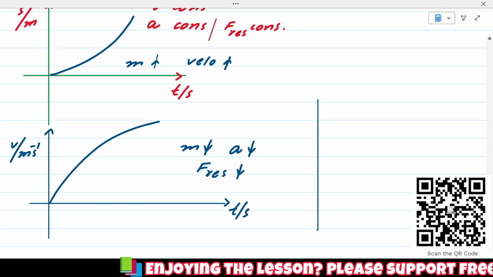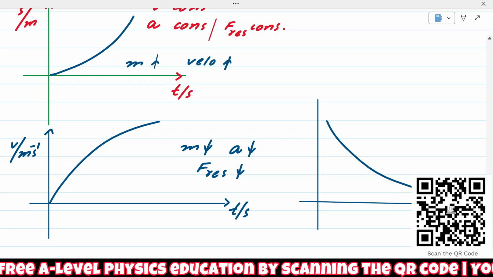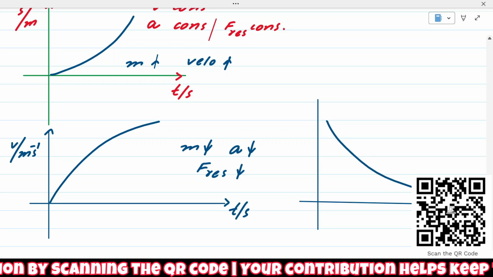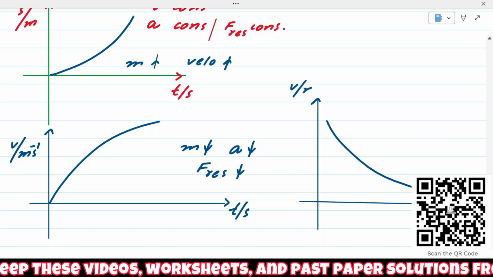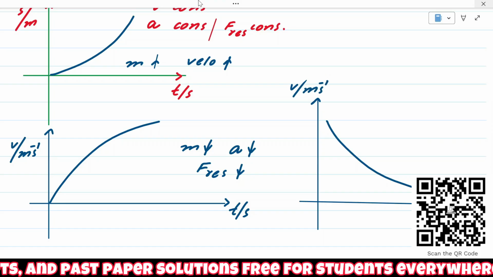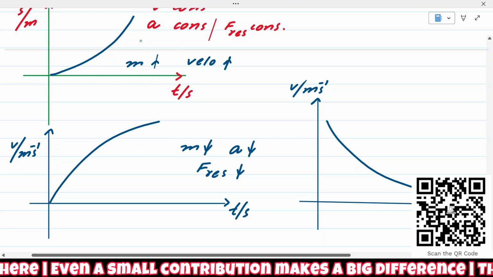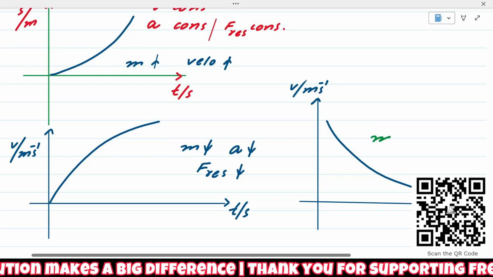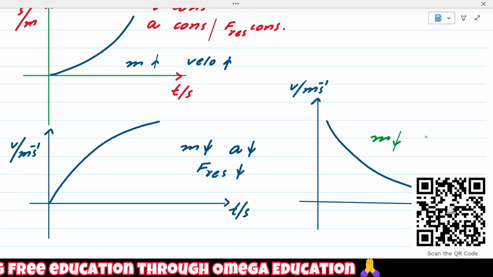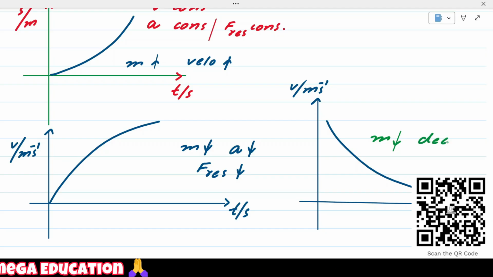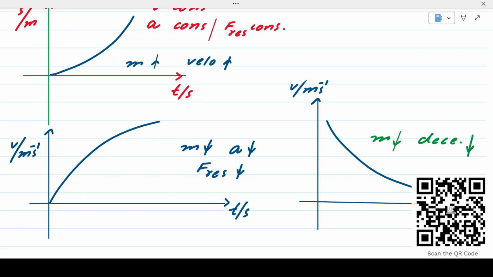If you have the curves upside down, for example like this, and this is once again a velocity time graph. In this case, your velocity is being decreased and the gradient is also being decreased. So gradient is being decreased and the acceleration, which in this case we call deceleration because the velocity is being decreased, the deceleration is also being decreased.